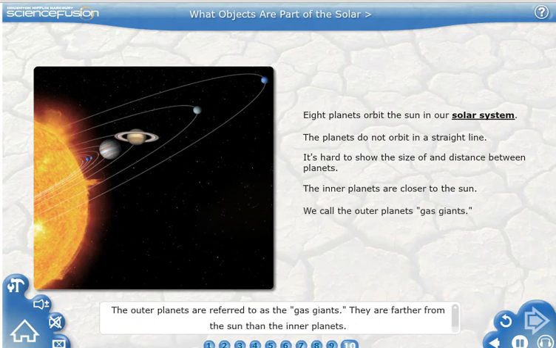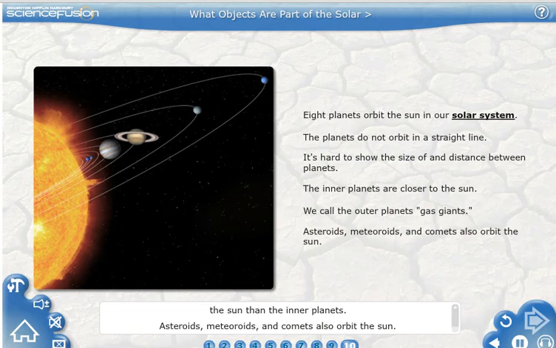The outer planets are referred to as the gas giants. They are farther from the Sun than the inner planets. Asteroids, meteoroids, and comets also orbit the Sun.